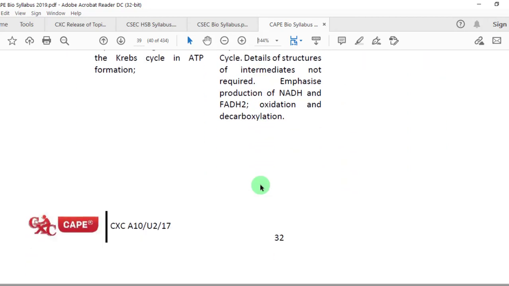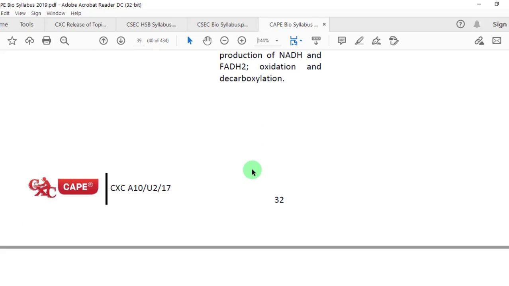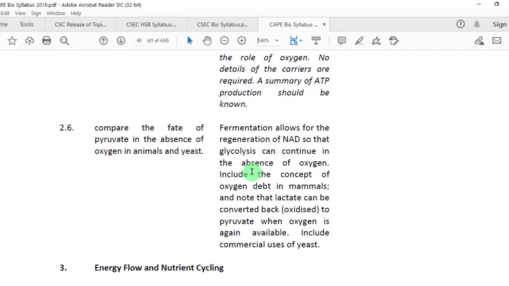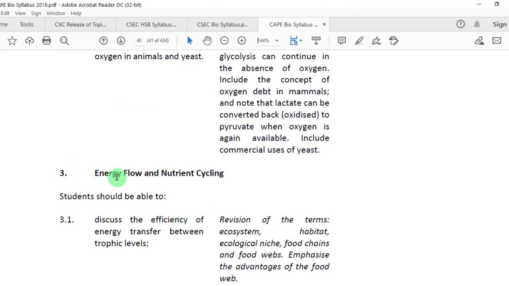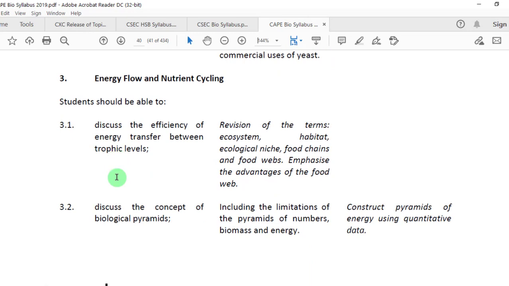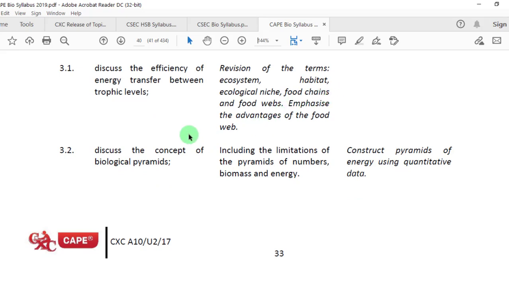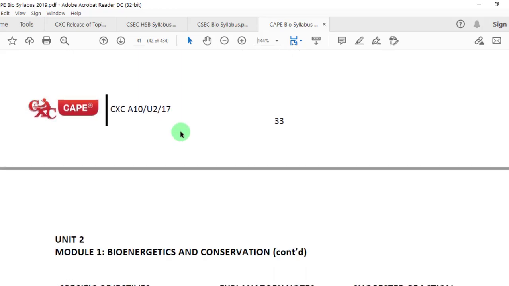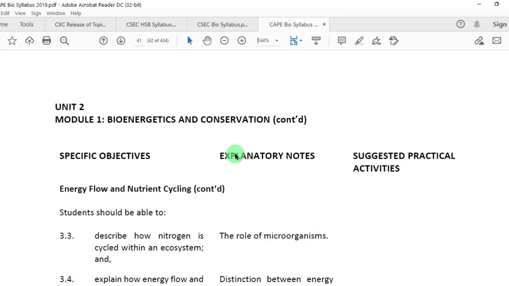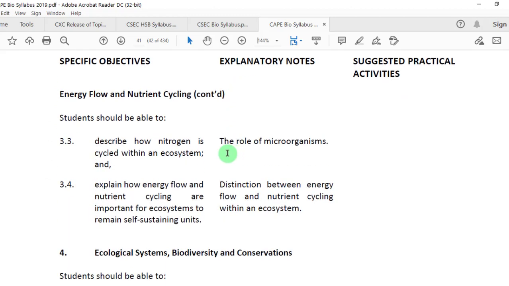The next topic, energy flow and nutrient cycling. That's subsection 3, energy flow and nutrient cycling. So we're looking at things like your food chains, food webs, biological pyramids, how energy flow is represented, as well as your cycles, your nitrogen cycle, and comparing the nutrient cycles versus energy flow, distinguishing the two, right?